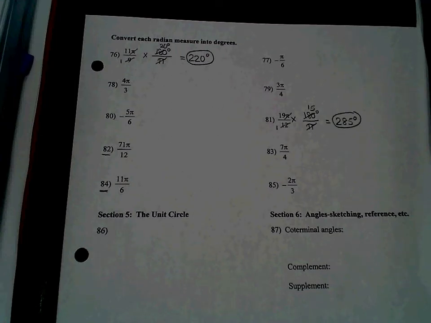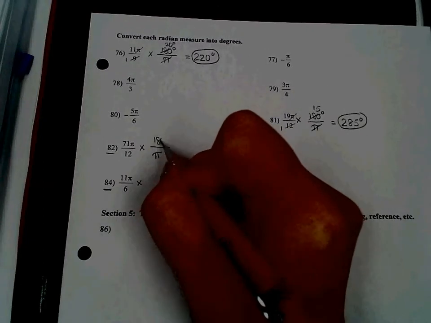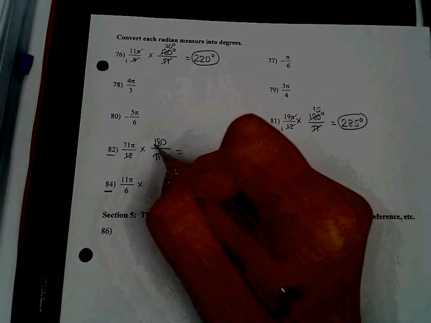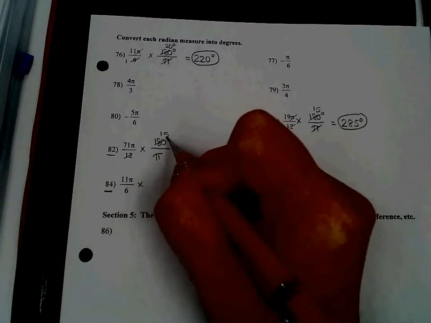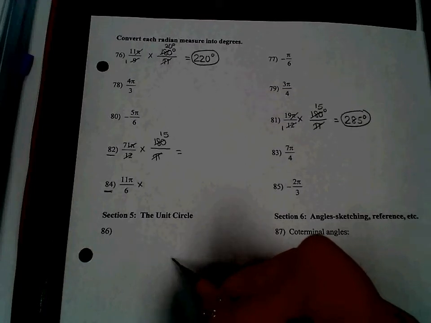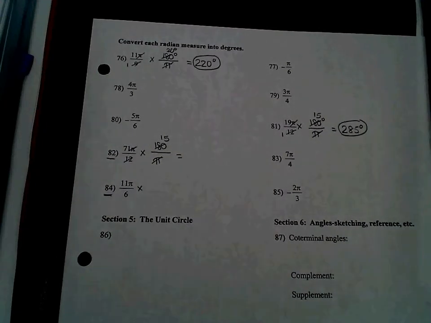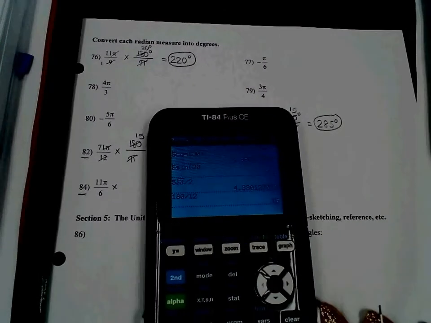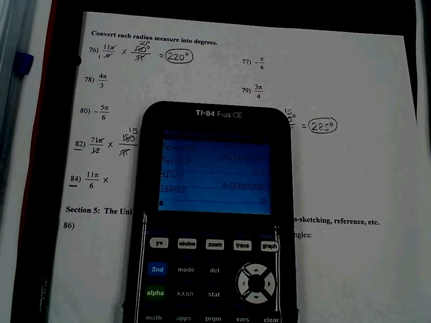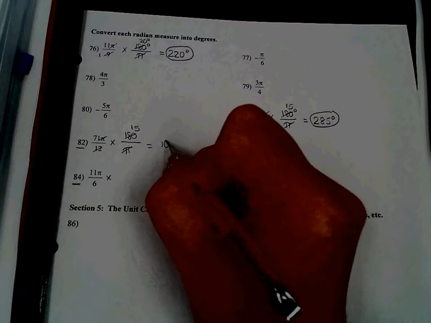Okay, let's check our 82 and our 84. And then on my calculator, I do 71 times 15. I canceled 12 into 180 and got 15. Then I'm going to do 71. So there was 180 divided by 12. That gave me 15. 71 times 15 is 1,065. So this is 1,065 degrees.